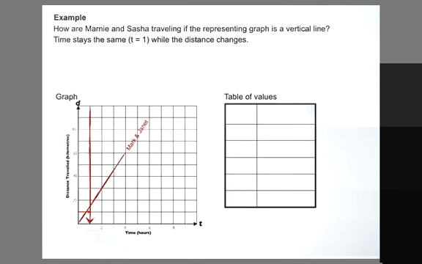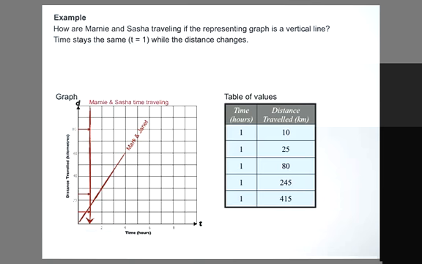If we look at a table of values for this, we could have at time 1 hour, they could be 10 kilometers apart. At time 1 hour, they could be 25 kilometers away. At time 1 hour, they could be 80 kilometers away. At time 1 hour, they could be 245 kilometers away. And at time 1 hour, they could be 415 kilometers away. The question is, how can they actually be 415 kilometers away after 1 hour when we know after 1 hour they're already 80 kilometers away?